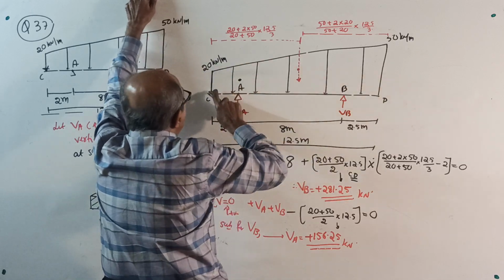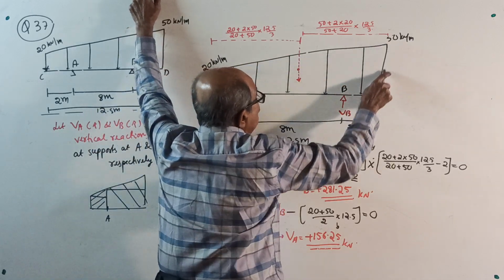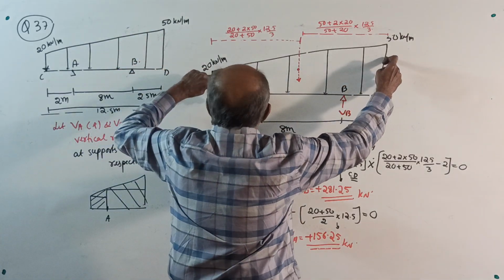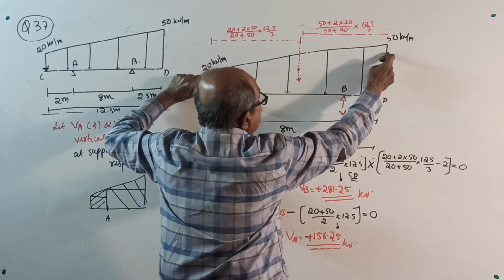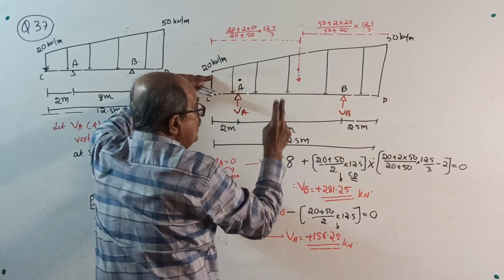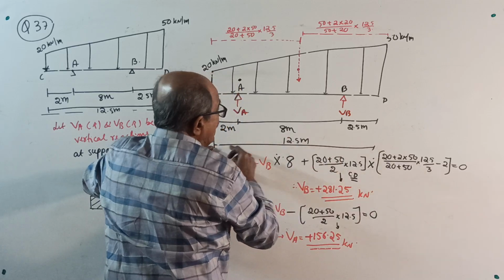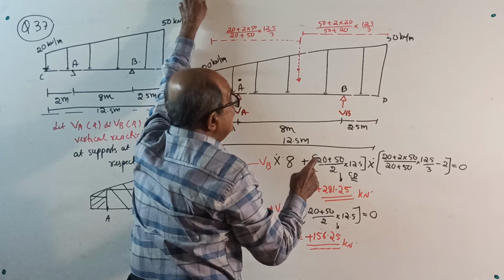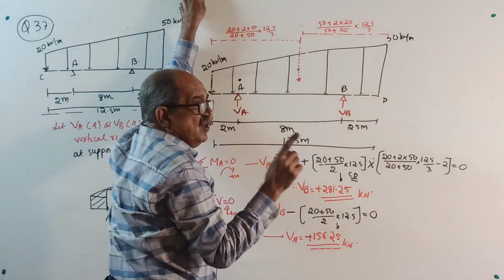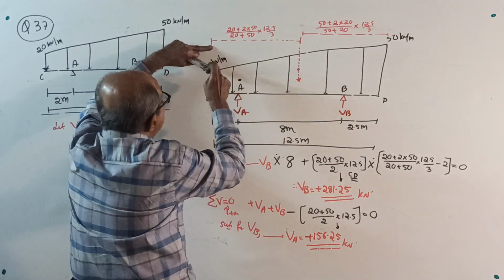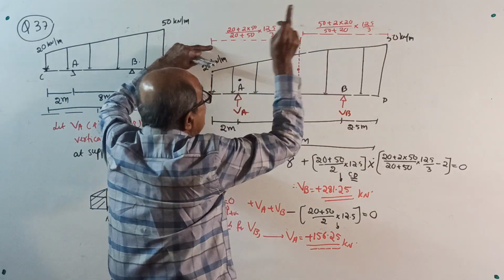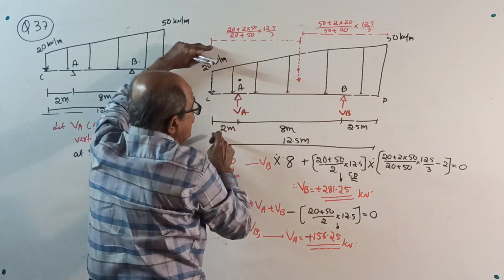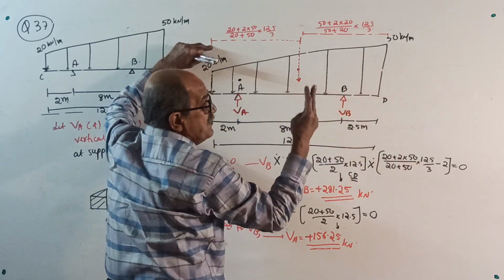If you consider the entire UVL, total load is the area of the trapezium: sum of the two parallel sides, 20 plus 50, divided by 2, into the distance between the two parallel sides, 12.5. This will give you the total load. And the line of action of that total load will be from here: this side plus twice that side, divided by this side plus that side, into the distance between the two parallel sides, divided by 3.